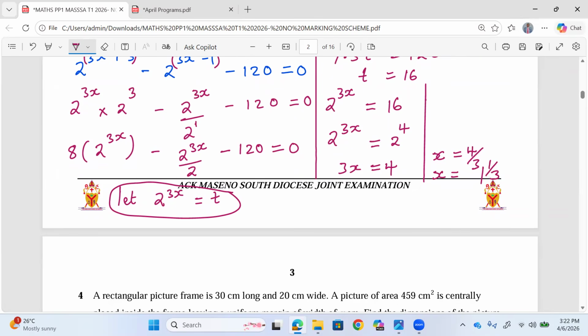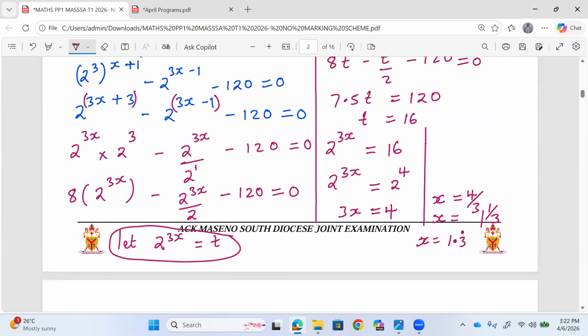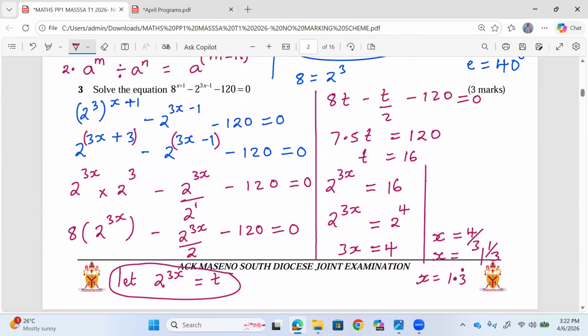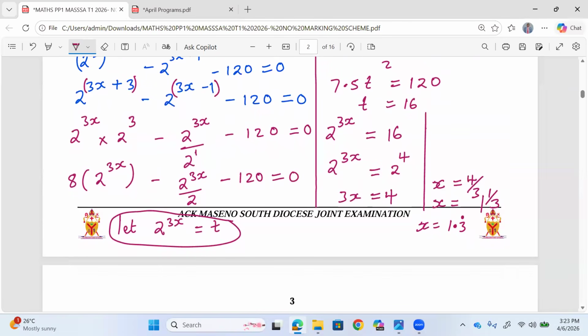Remember, you can also write that as 1.333 recurring, which can be summarized as 1.3 with a dot above the 3, like that. So those are the two exact values of x, 1.3 recurring or 1 and a third. Remember, when you leave your final answer as 4 over 3, you shall be denied the final answer mark. You can't get a final answer mark if your answer is an improper fraction. You're supposed to conclude your answer very well.